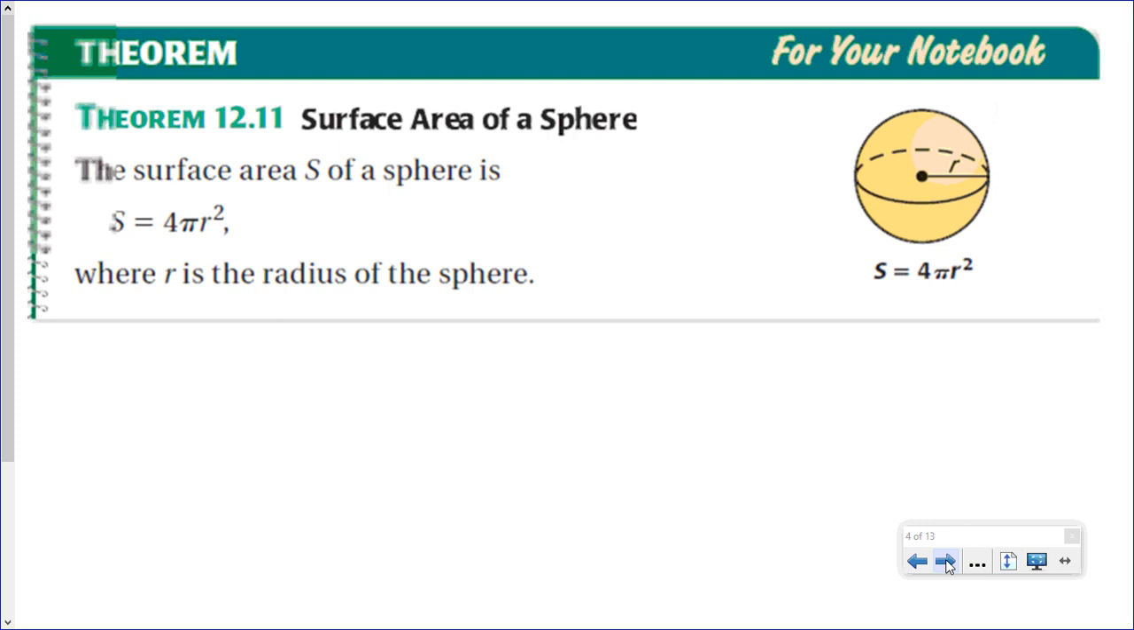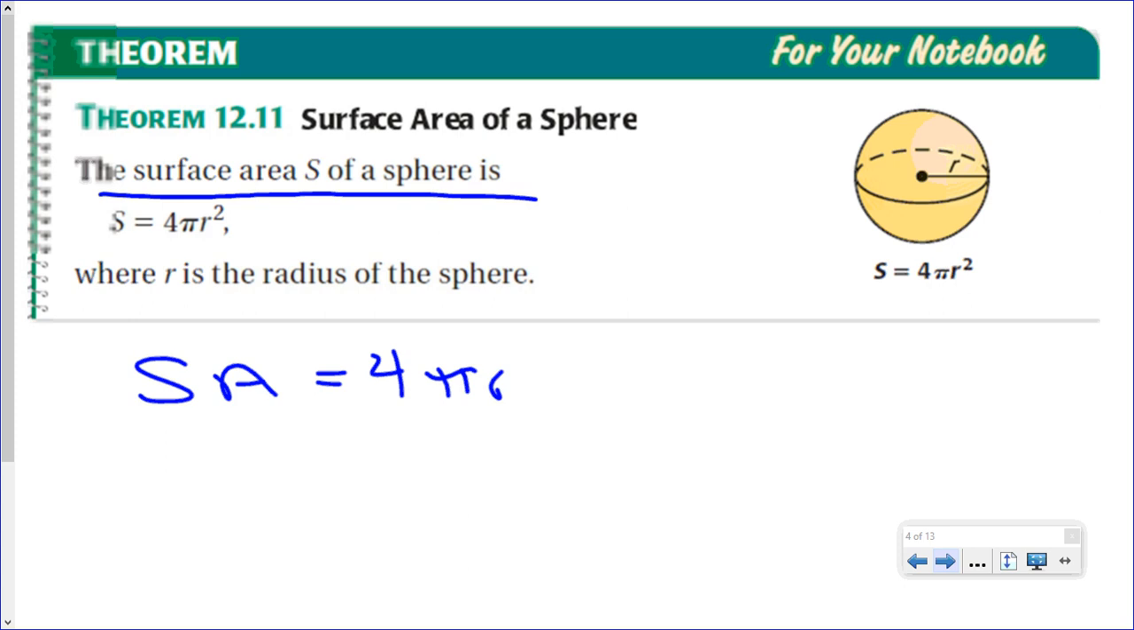So surface area, this goes into your notes now. Surface area of a sphere is, and then surface area equals 4 pi r squared.